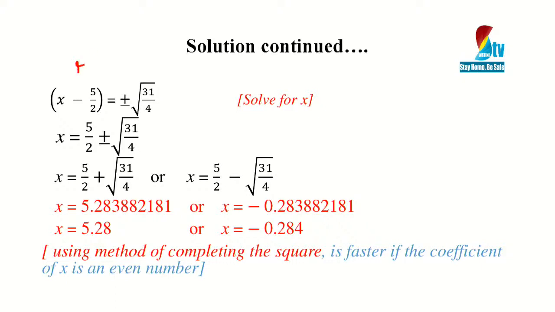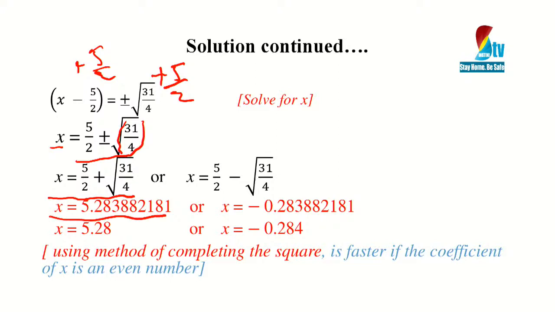We add 5 over 2 on both sides. Then the left hand side will be left with x is equals to this value. Then we punch this in our calculator. Make sure that you put brackets on the constant inside the square root so that you get the correct solution. Then when you punch this on our calculator, we are going to get this value.